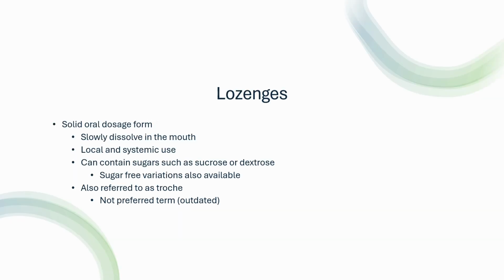The last dosage form I want to talk about today are lozenges. These are solid oral dosage forms that slowly dissolve in our mouth. They are used for local and systemic use. They can contain sugars such as sucrose or dextrose, but there are sugar-free variations for our diabetic patients. They can also be referred to as troches, but this is no longer the preferred term. It's an outdated form of referring to lozenges.